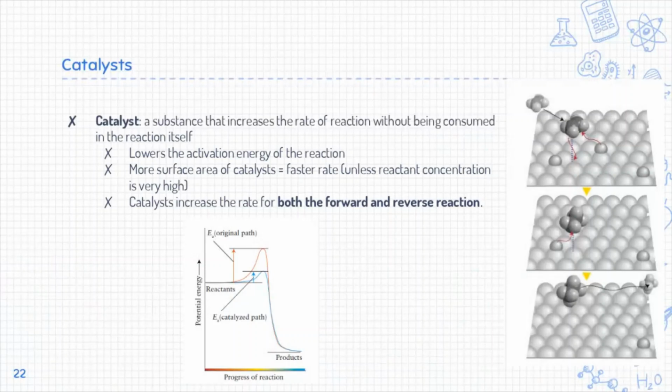Okay, catalysts. Catalysts are basically a substance that increases the rate of reaction without being consumed in the reaction itself. So it lowers the activation energy of any reaction. But since it only lowers the activation energy, it means that not only is the forward reaction rate faster, but the reverse reaction rate is also faster.